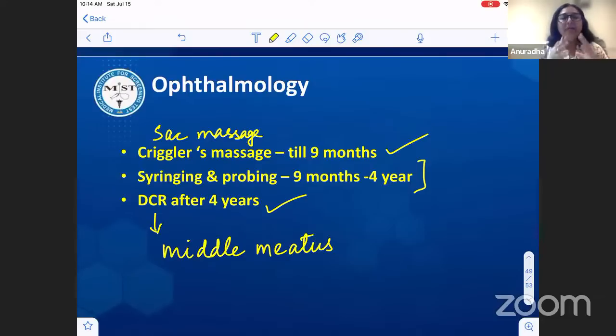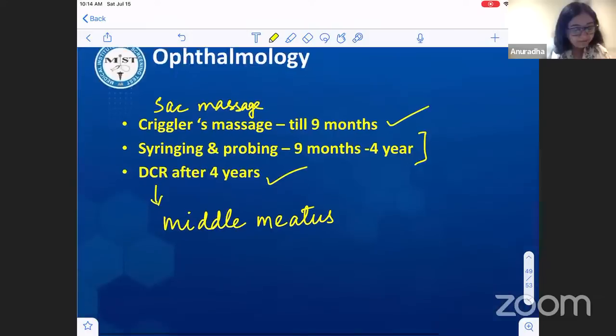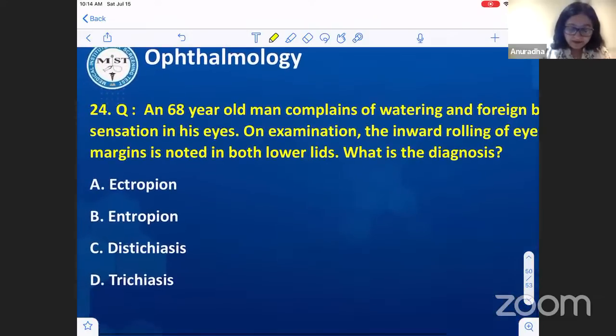Simple protocol. Based upon this, just look in the question, which age group is mentioned, and mark your answer accordingly. Okay, beta? Fine. Yes, we'll give you the PDF of this question. Right. Moving on to the next question, beta.